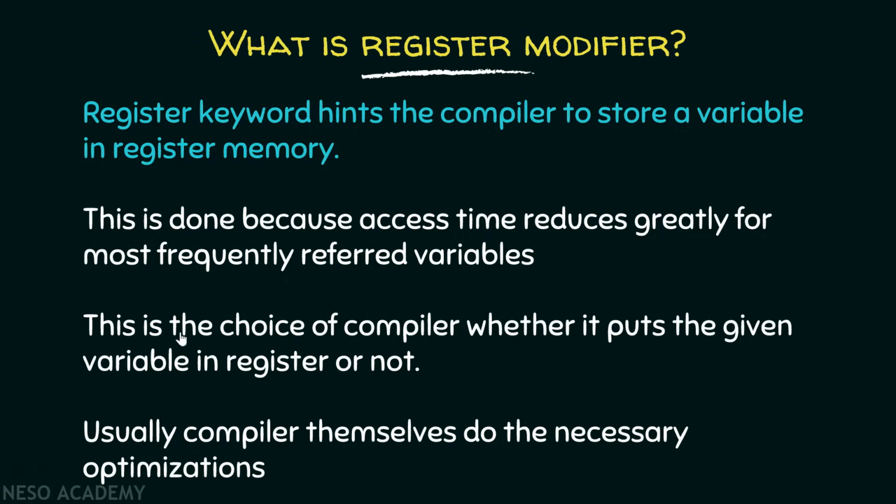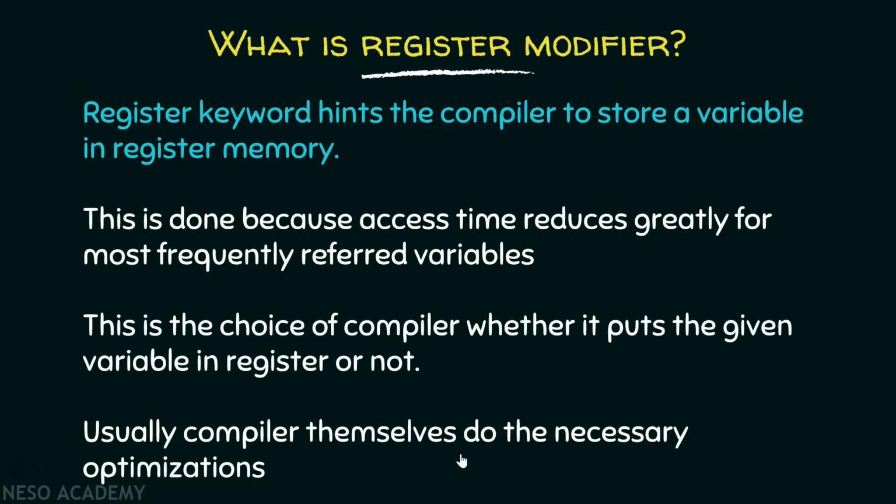Now, it is the choice of the compiler whether it puts the given variable in a register or not. The compiler is responsible for placing that variable into the register, and it is the compiler's choice whether it puts that variable in the register or not. Simply writing the register keyword in front of the variable doesn't assure you that it will definitely get stored in the register. It is totally the choice of the compiler.